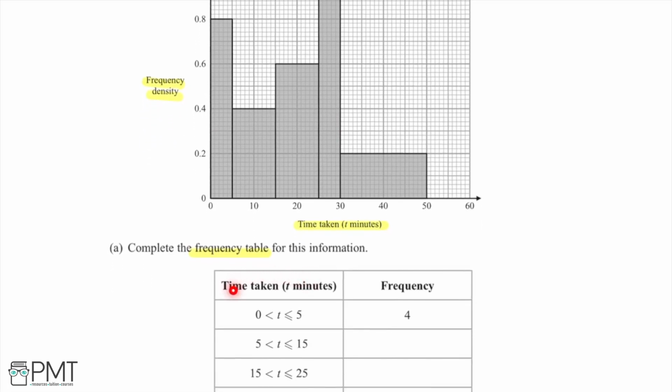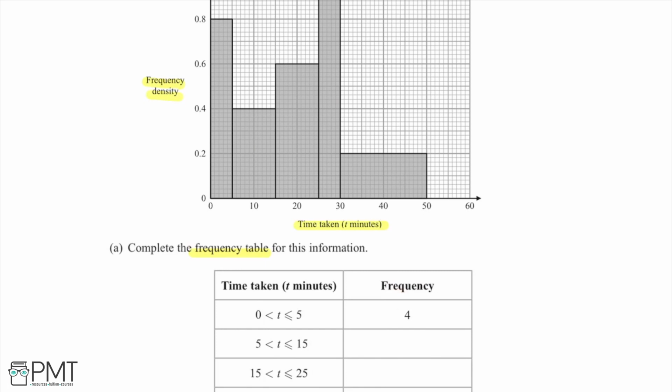If I look at the frequency table, in this column we've got the time taken in minutes, so these intervals which are going to correspond to each bar, and then we're going to have in the second column, which we need to fill in, the frequency for these bars, for these intervals.